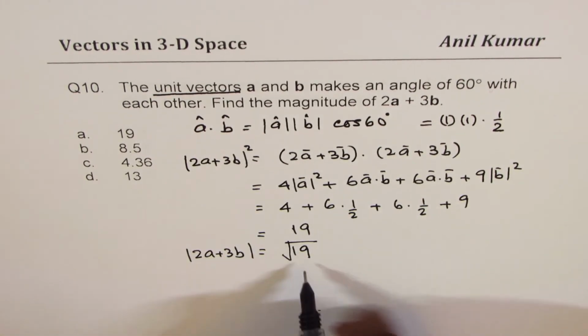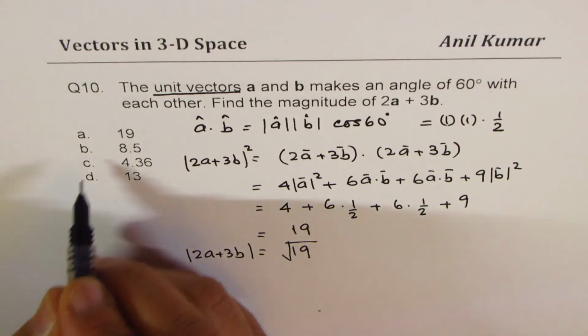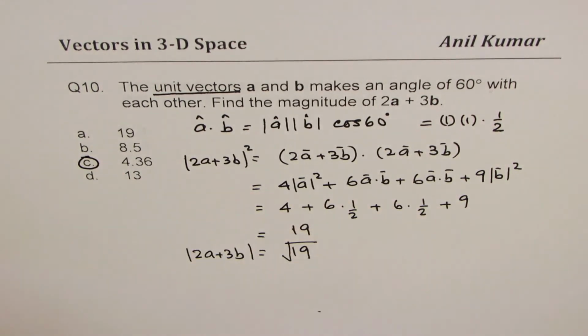Is that okay? So the square root of 19 is between 4 and 5, since 4 squared is 16 and 5 squared is 25. So the only option is option C for us. So that's how we can do it.